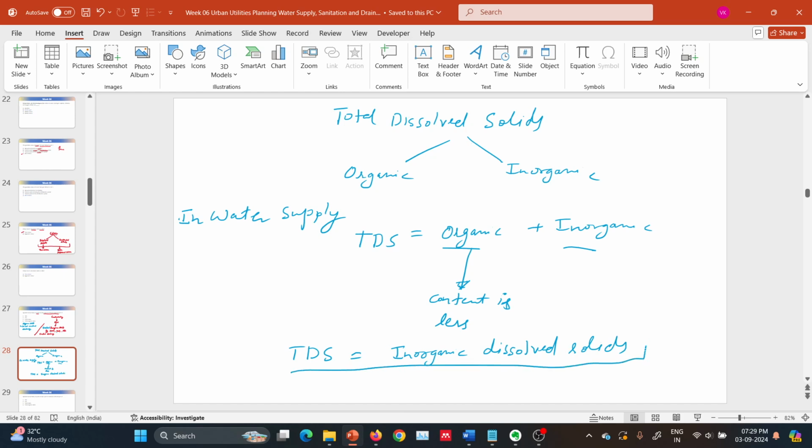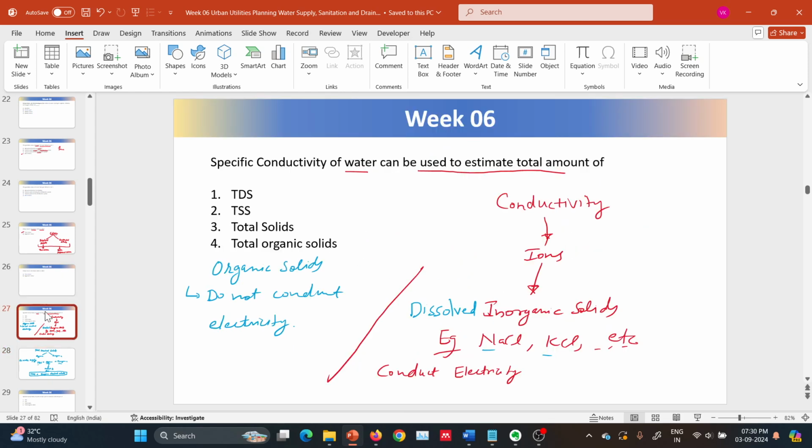in water supply engineering. But in wastewater engineering, we have human excreta and other biological waste like from the sugar industry and paper pulp industry. So there we can't say TDS equals inorganic solids. So here the specific conductivity of water can be used to estimate the total dissolved solids, because the organic fraction is less. Okay, so this is the assumption.